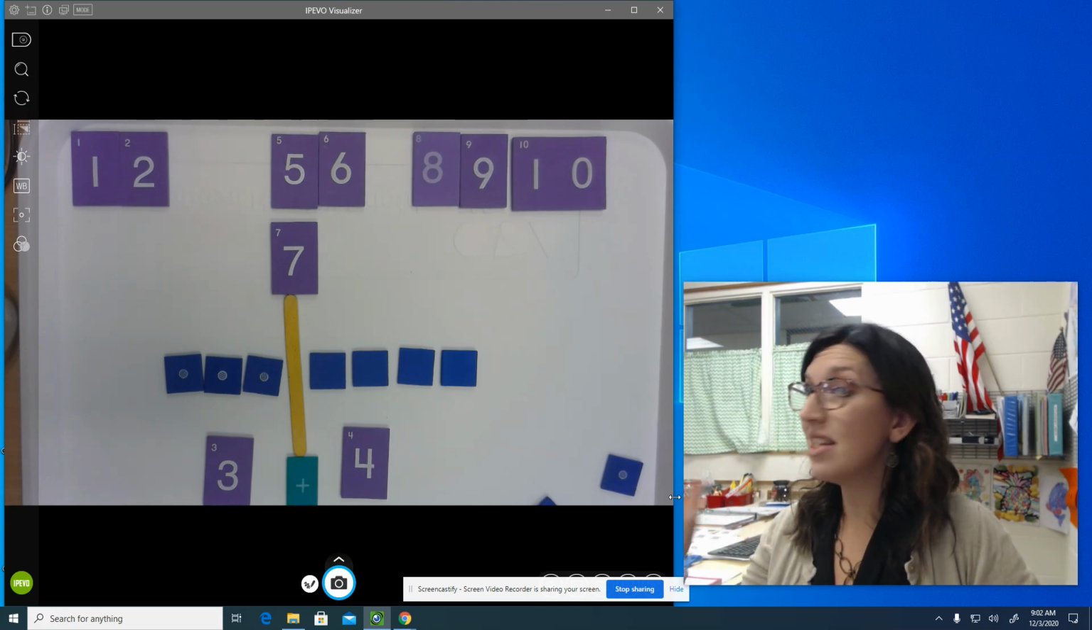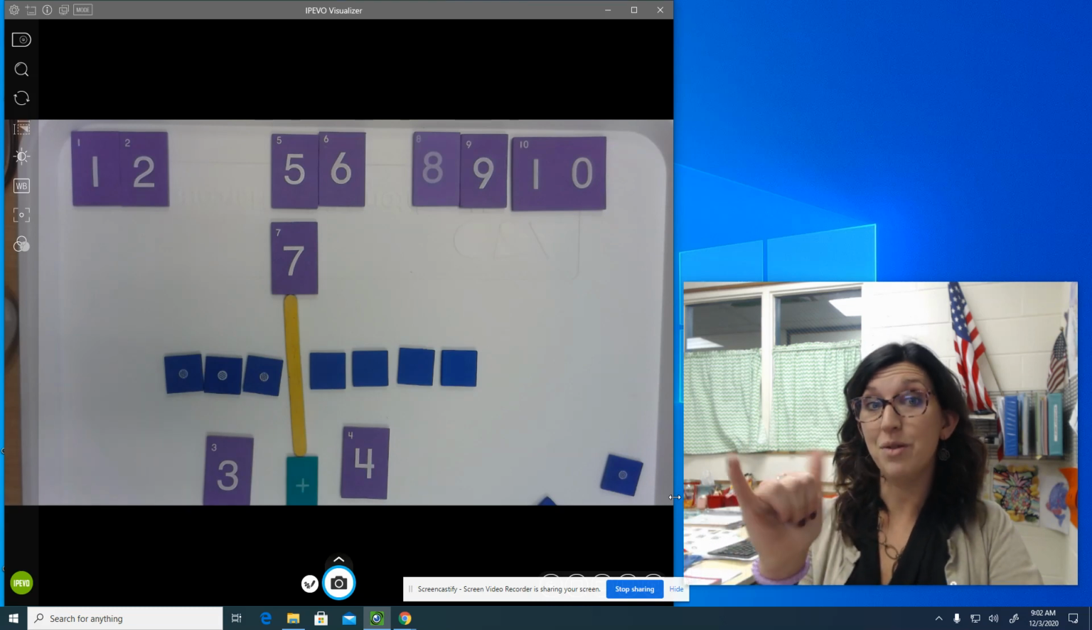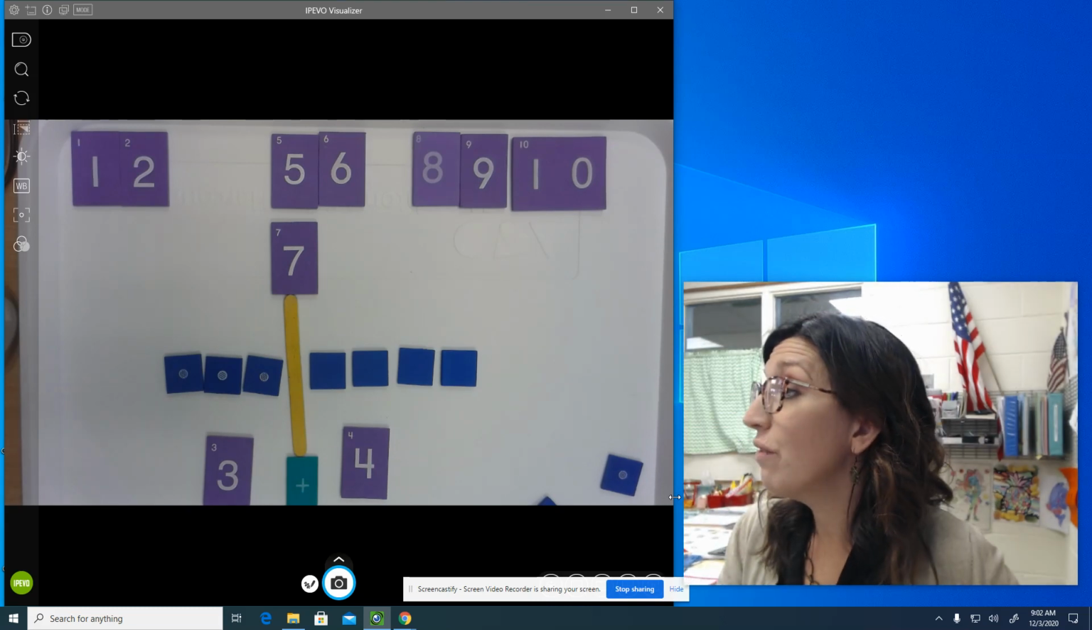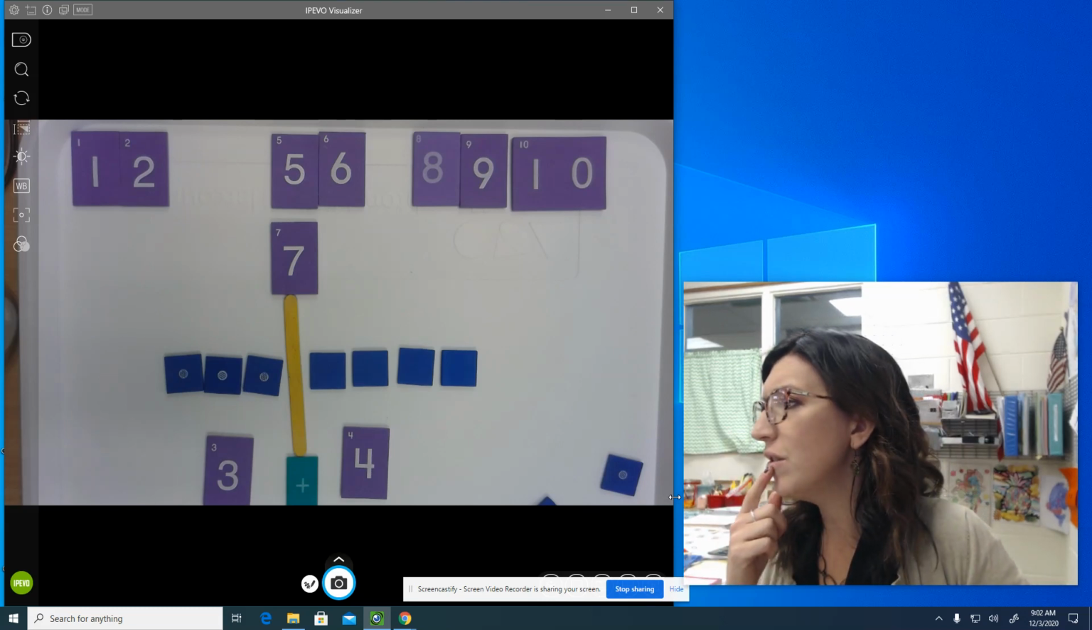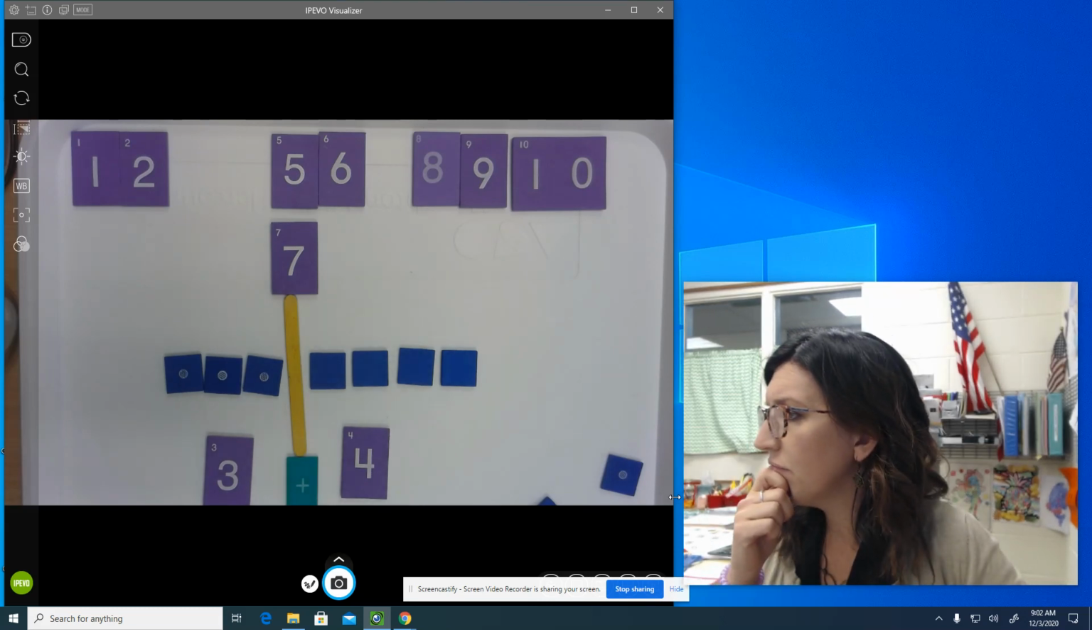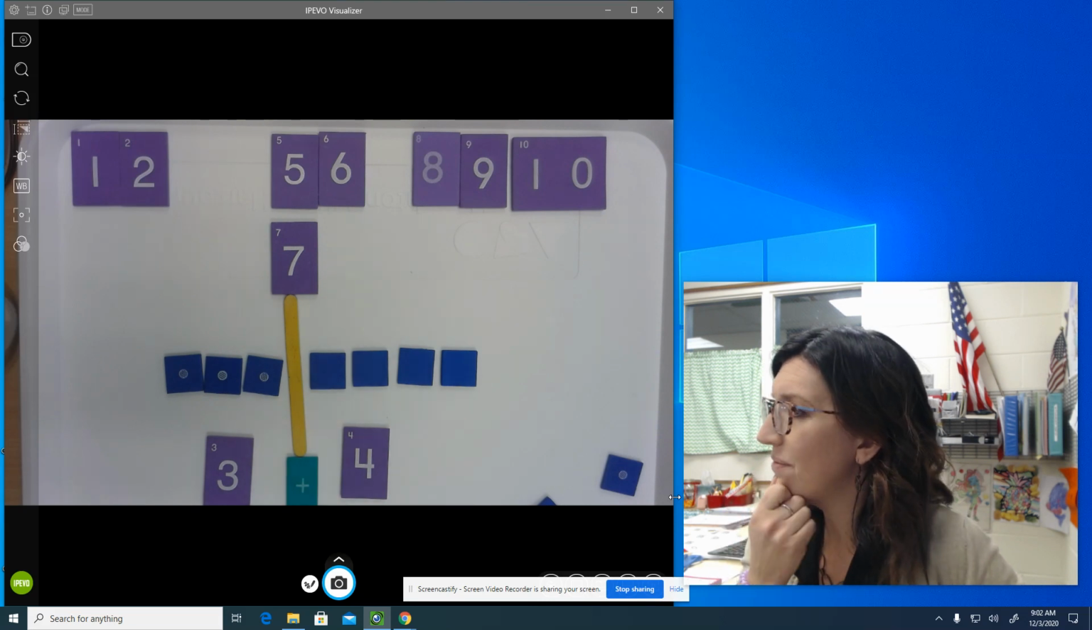Awesome. I'm seeing lots of I agree. This is our sign that we use in kindergarten to show that we agree. So if you agree, great. I'm seeing a couple friends who are a little bit nervous about that. They're a little confused. Okay, what do you think?